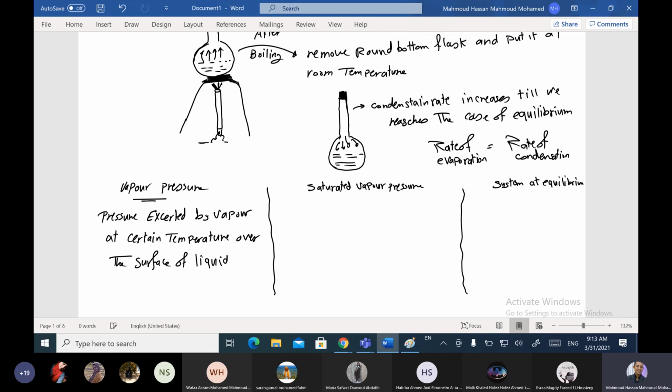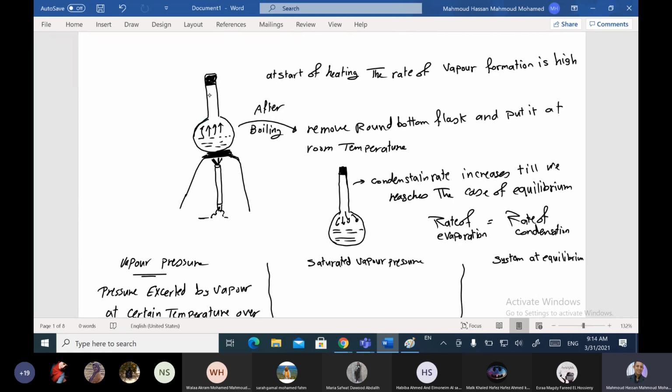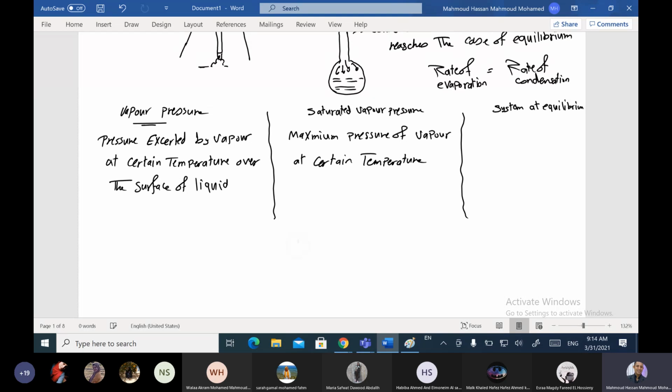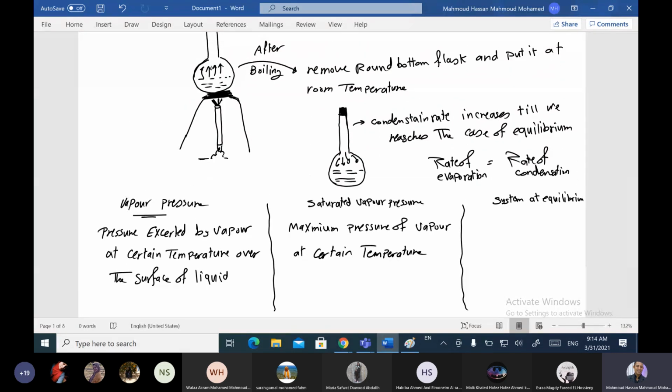So in the first case, the vapor will take the space inside the container. It will be affected by the pressure over the surface of the liquid till it reaches the saturated vapor pressure. What is meant by the saturated vapor pressure? The maximum pressure of vapor at a certain temperature. It represents the maximum vapor pressure that will fill the space before the explosion takes place for this closed container.